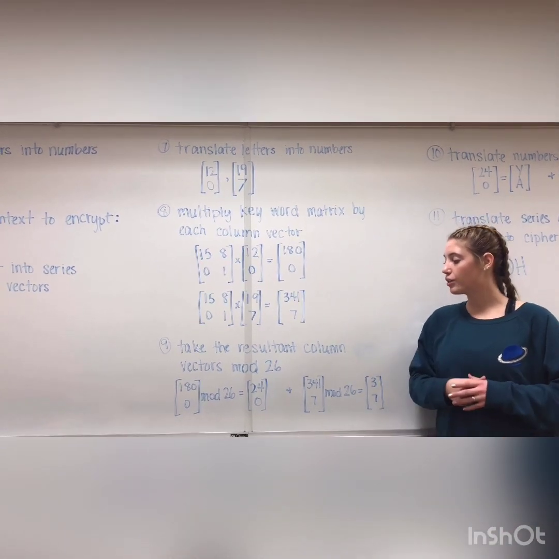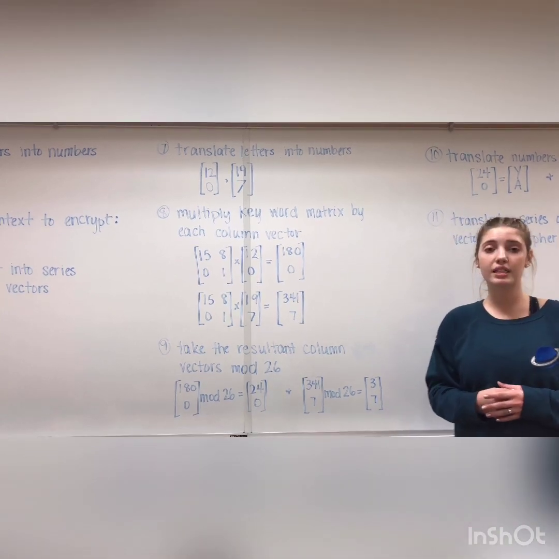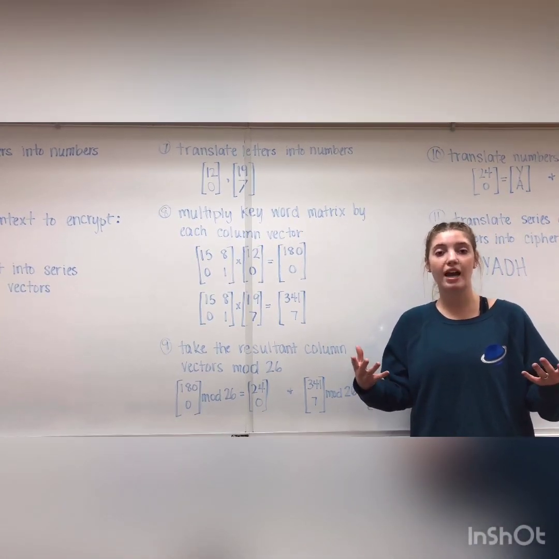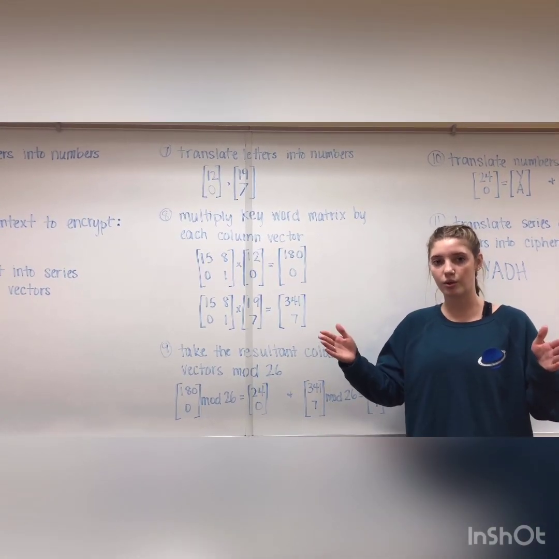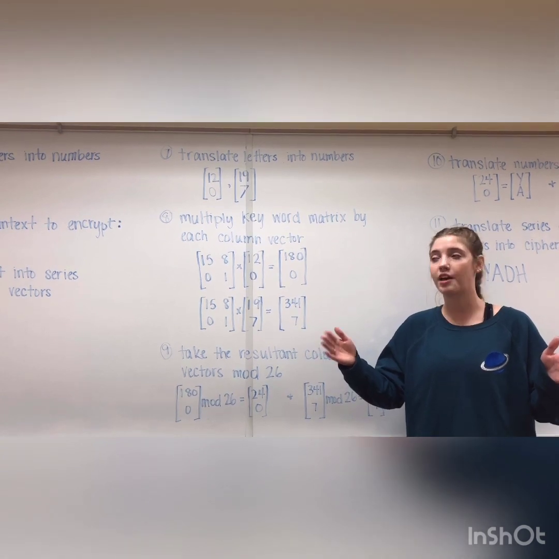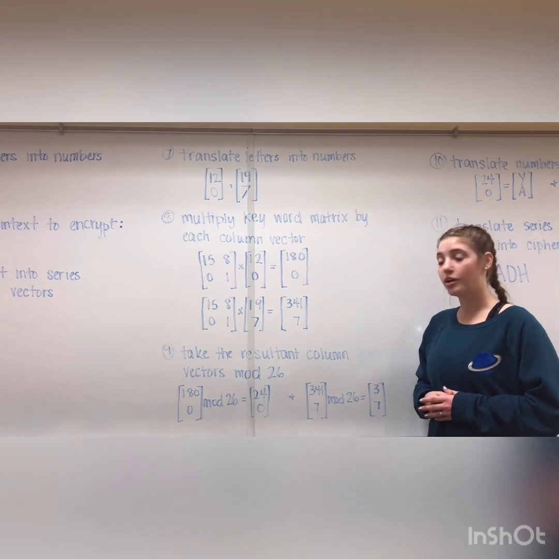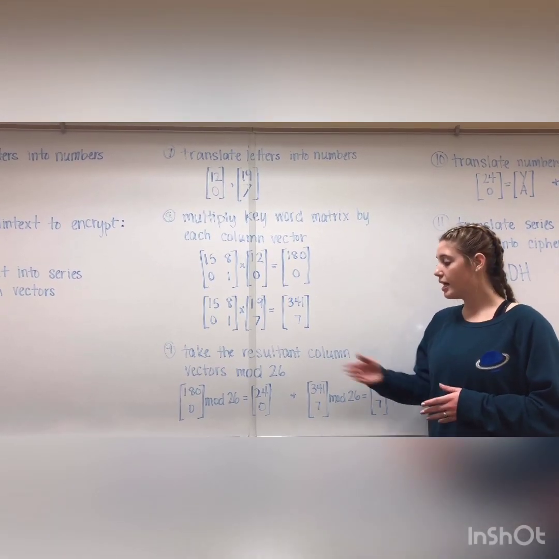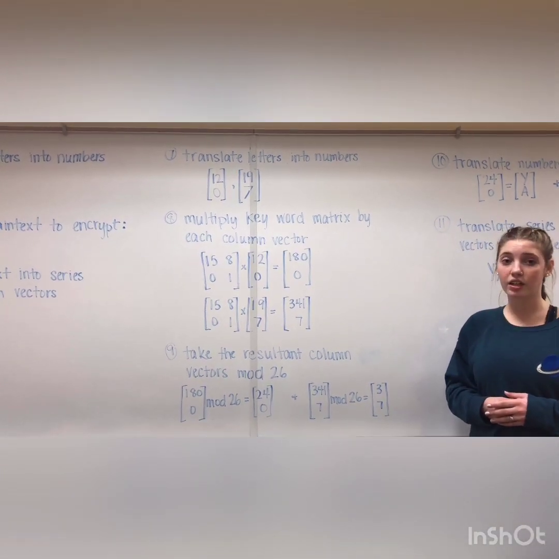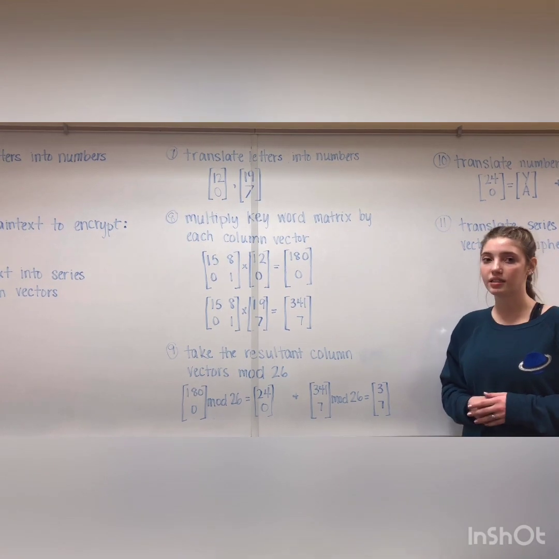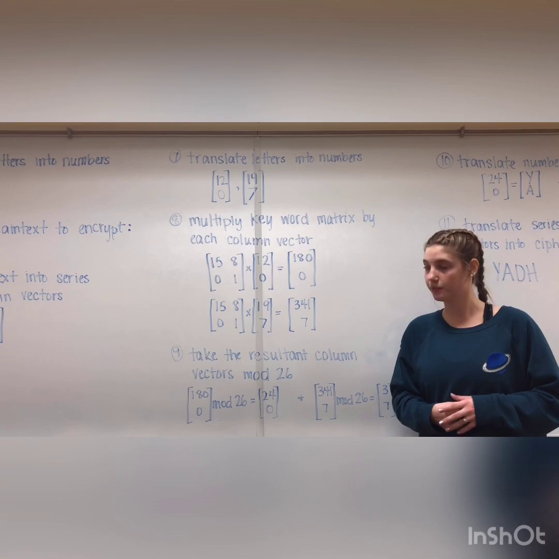Step 9 is to take the resulting column vectors mod 26. Mod 26 allows us to make sure that every number in our column vector is within the range 0 to 25, because those are the numbers that are mapped to our alphabet. So the vector 180, 0 mod 26 is 24, 0, and the vector 341, 7 mod 26 is 3, 7. Now our vectors are within the range 0 to 25.